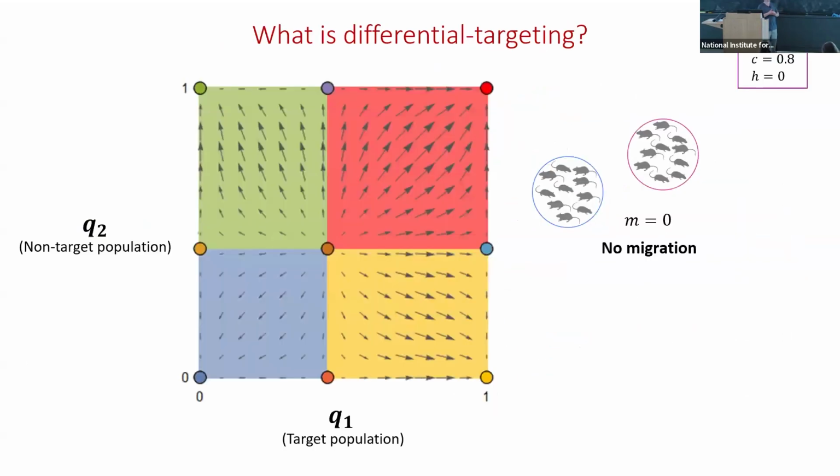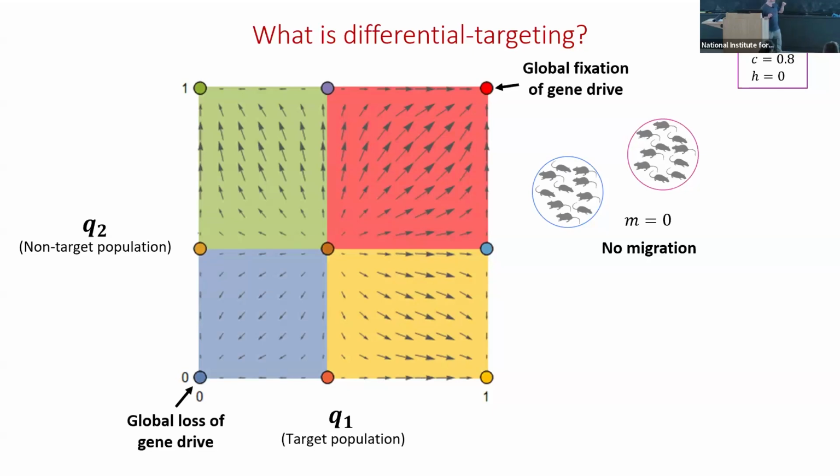So this is an example of such a case. This is a specific gene drive. You can see the parameters up there. And you can see the frequency in the target population on the x-axis, the frequency in the non-target population on the y. And each one of these circles represents an equilibrium point. So there are 9 of them. 5 of them are unstable, but 4 of them are stable: the blue, green, red, and yellow. And the blue and the red represent global loss of the gene drive or global fixation of the gene drive. And these are obviously stable equilibria.